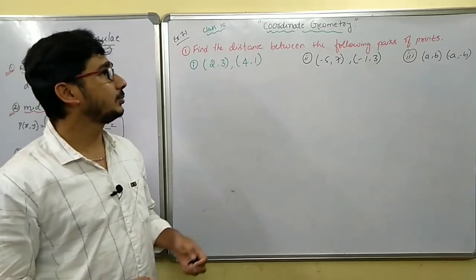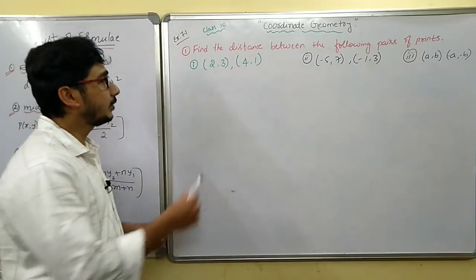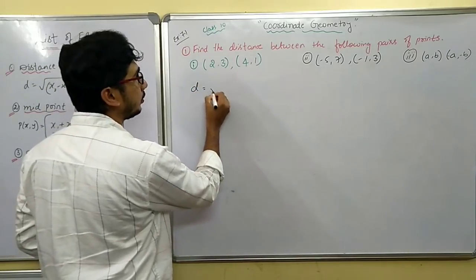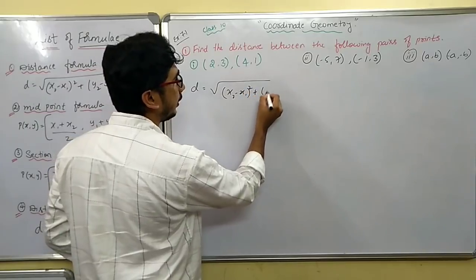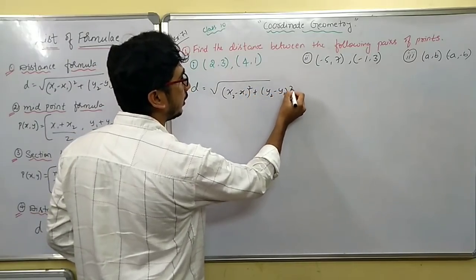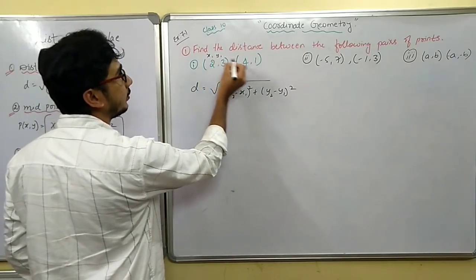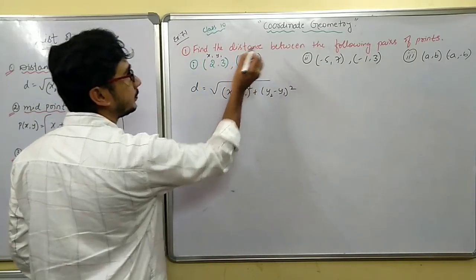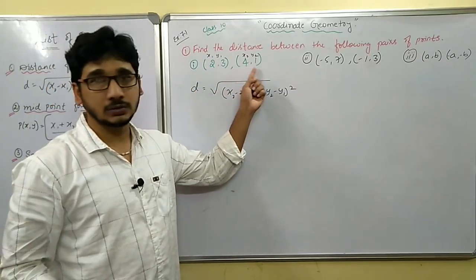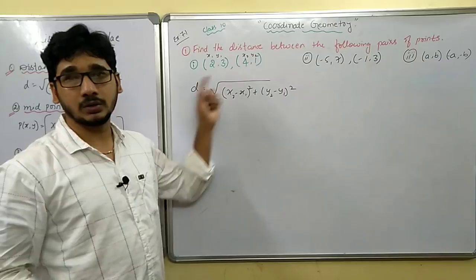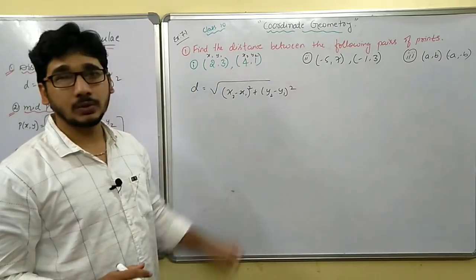So let us find the distance between the following pair of points. These are the points. Let us use d is equal to root of (x2 minus x1) whole square plus (y2 minus y1) whole square. Which is x1, y1? We have to write here x1, y1. This is x2, y2. You can write for this also x1, y1 and for this x2, y2, but once you have written it you should not change it again. x1, y1, x2, y2 I have written.